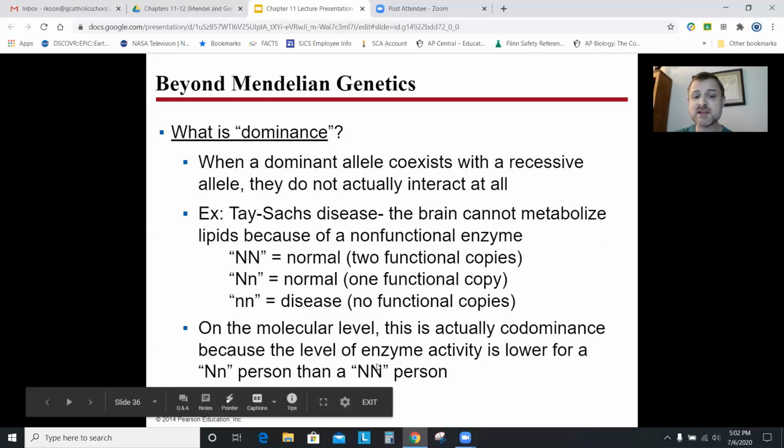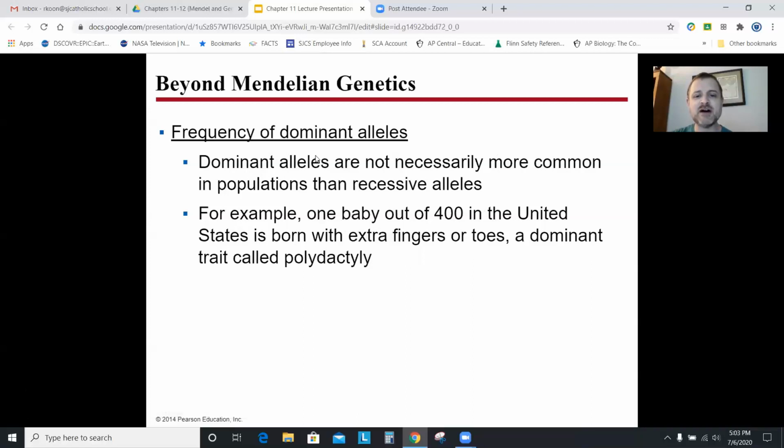Okay, moving on. The frequency of dominant alleles. There's this idea that the dominant trait is more common. Good statistic: polydactyly is having six fingers. One out of every 400 babies in the US is born with an extra finger or toe. And that's actually the dominant trait.